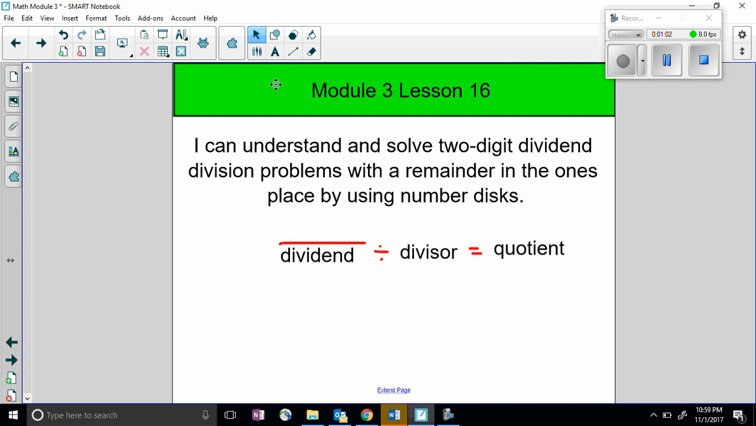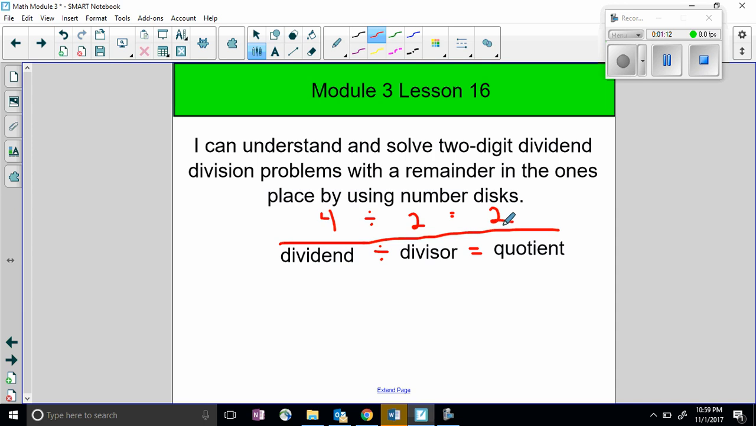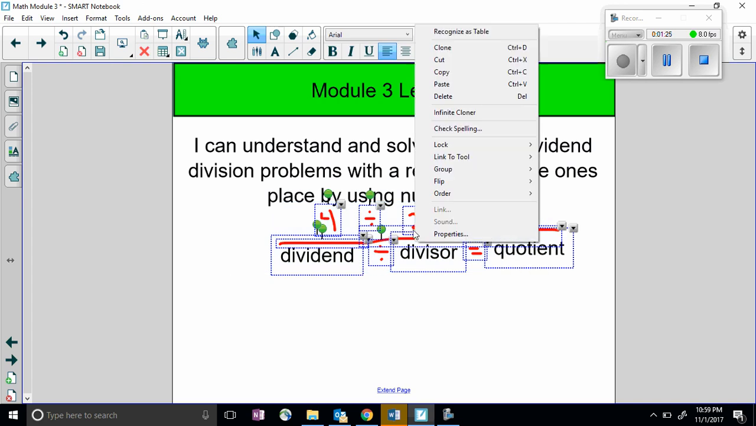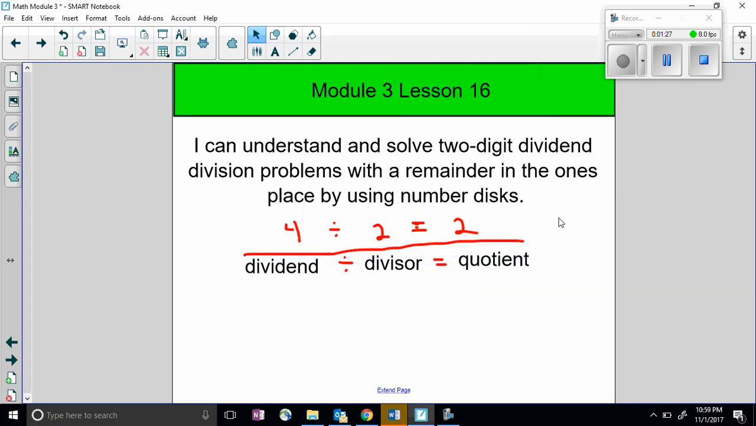So if I said 4 divided by 2 equals 2, 4 cookies amongst 2 friends, each friend would get 2 cookies. 4 is my dividend, 2 is my divisor, 2 is my quotient. Go ahead and write these down because you're going to need these as part of your vocabulary words for math. So let's go again.